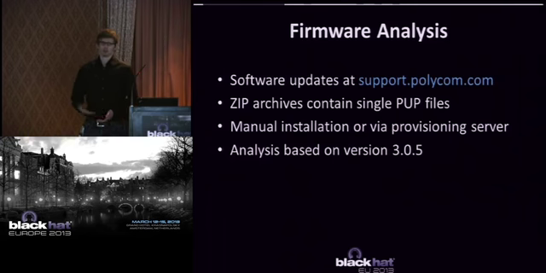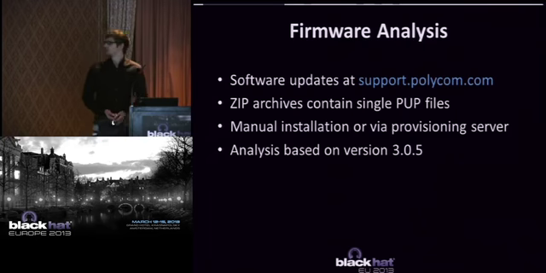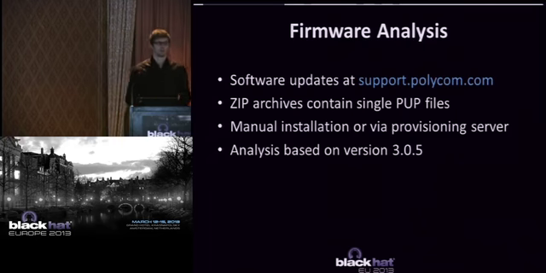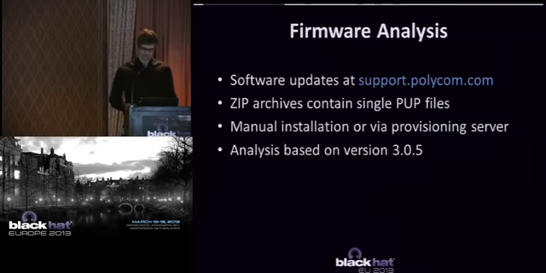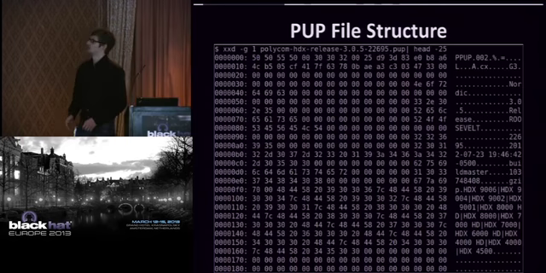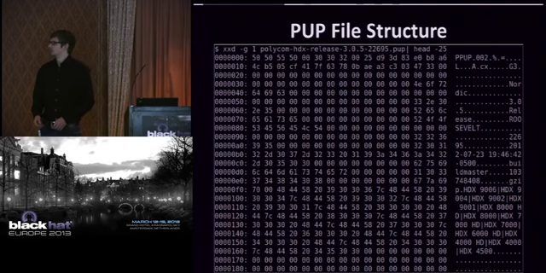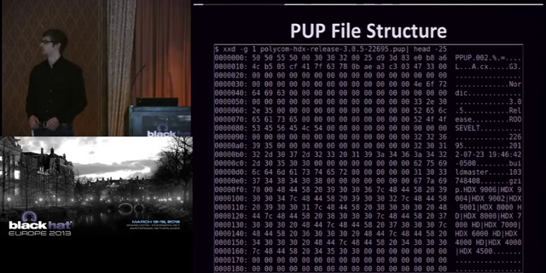Those can be applied either through the Polycom web interface, or you just use the provisioning mechanism to apply them. All of our analysis, which I'm presenting now, is based on version 3.05, which was the current version when we did that research. If you take a look at the pub file structure, it actually doesn't look too bad, right? You at least have some strings somewhere in the beginning. The first few bytes kind of look like a file signature.